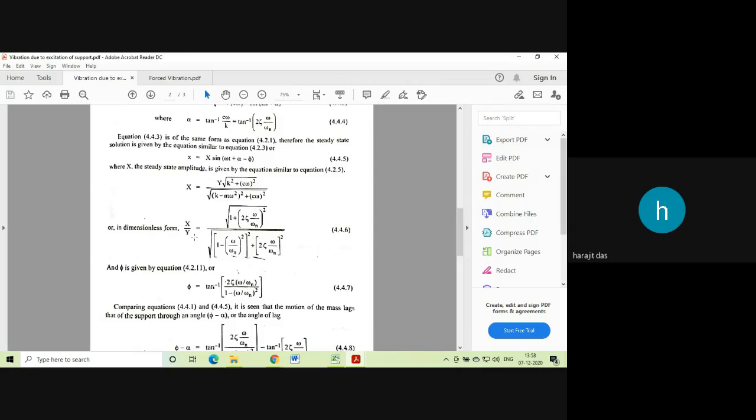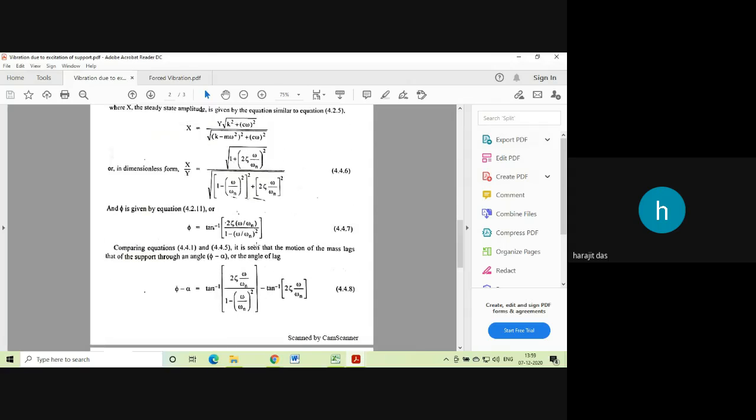And the ratio x by y, which is given by this equation, is called displacement transmissibility. So you need to remember this term. It is not mentioned here. This term x by y is called displacement transmissibility. Sometimes the question asks what the displacement transmissibility is from the following. Options will be given and you need to select the correct option.